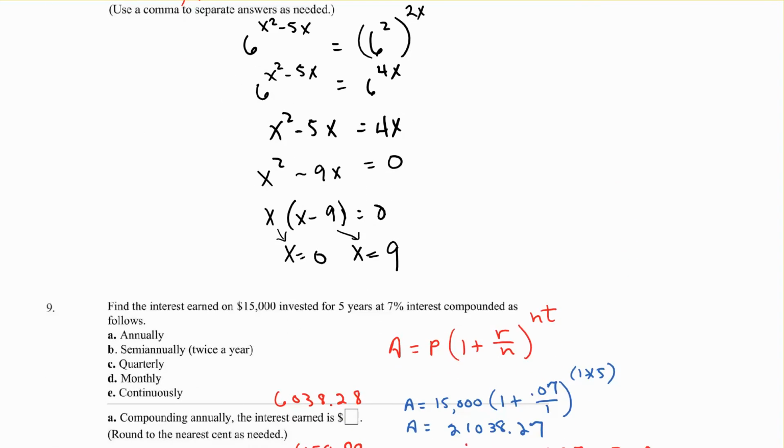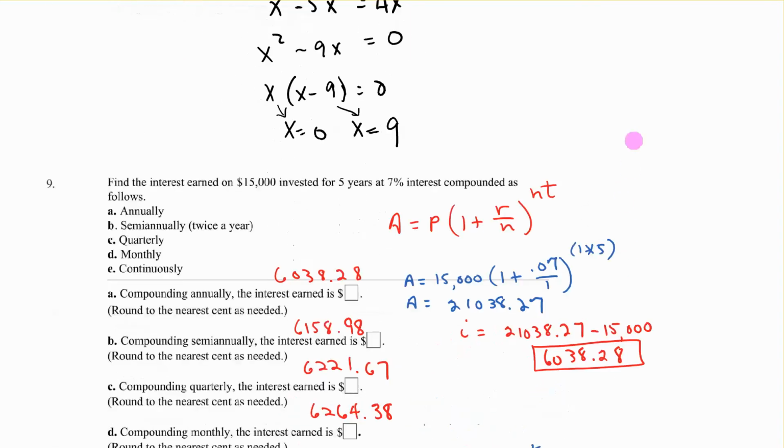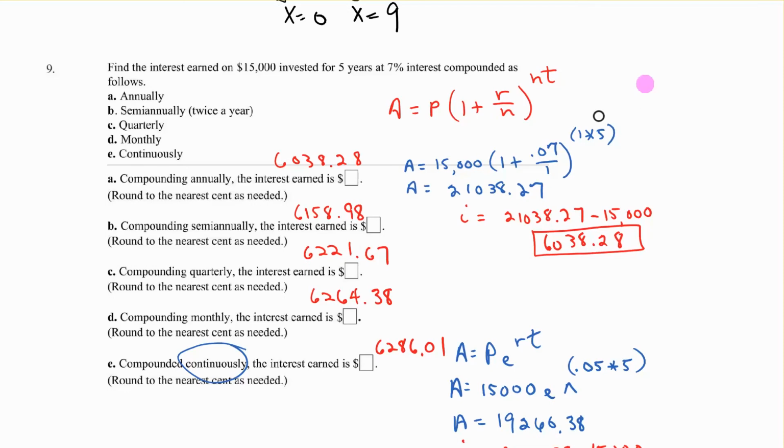Okay? All right. Find the interest earned on $15,000 that's invested for 5 years at 7% interest compounded as following. So you have 5 different problems to work here. Here's the original problem formula. So if we plug in the 15,000, the 0.07 interest, and for annually, those are both a 1, that's a 1 part of the formula, but 1 here times 5 years.